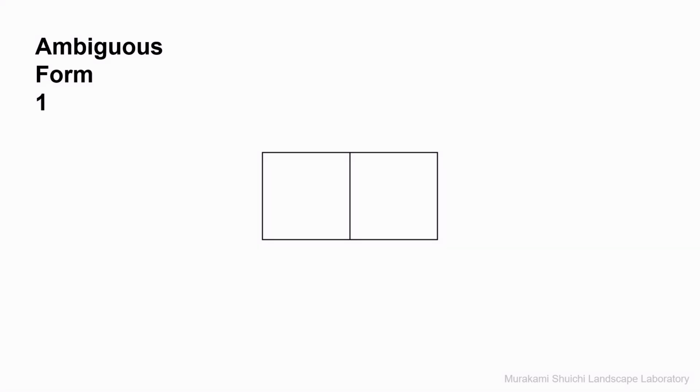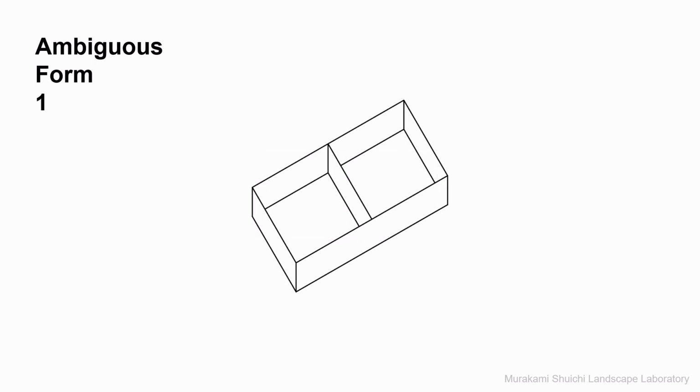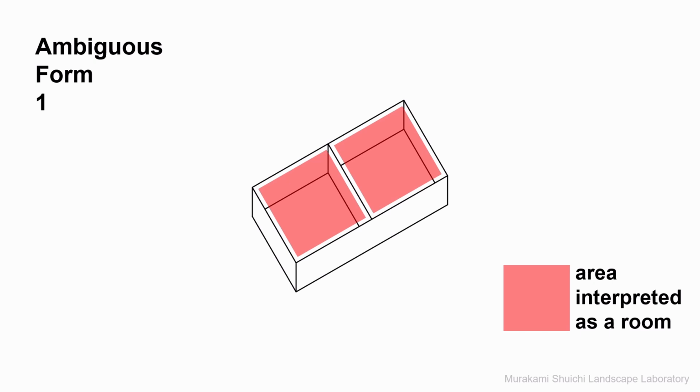Let's begin with a simple example. Please look at this floor plan. It shows a layout of walls. Now let's convert it into an axonometric drawing. If we define a room as a space fully enclosed by walls, then this plan gives us two separate rooms. In this case, only one interpretation is possible.